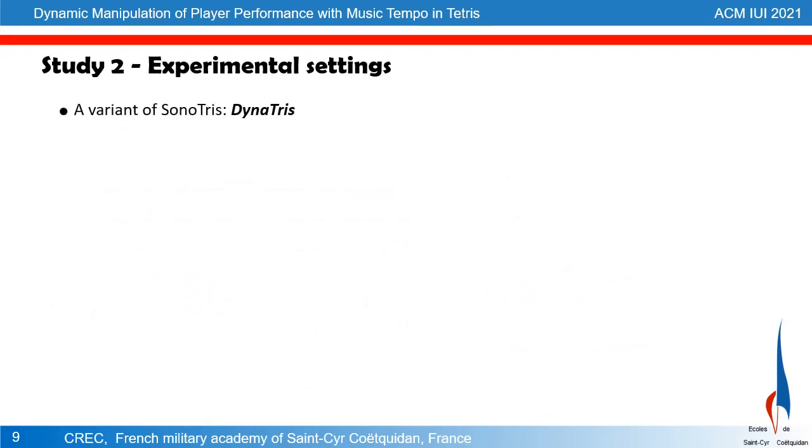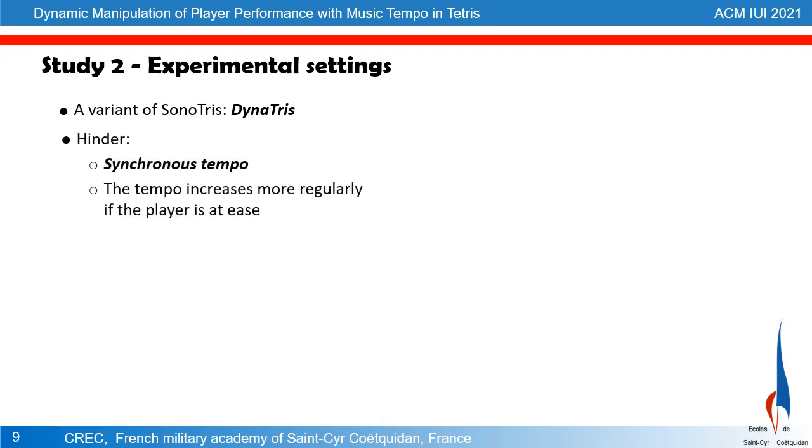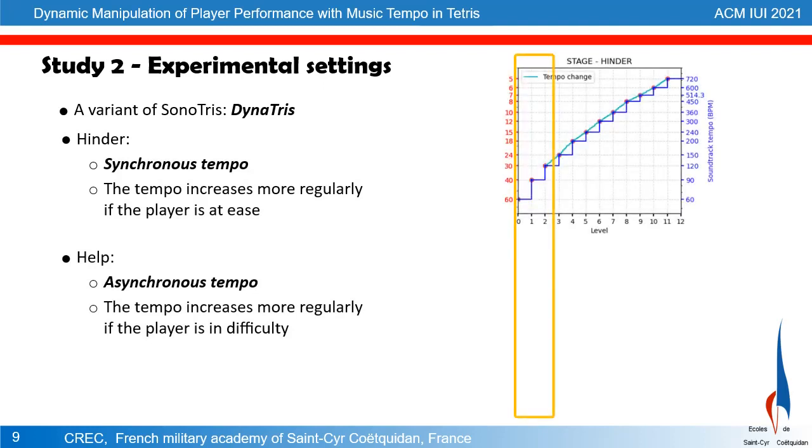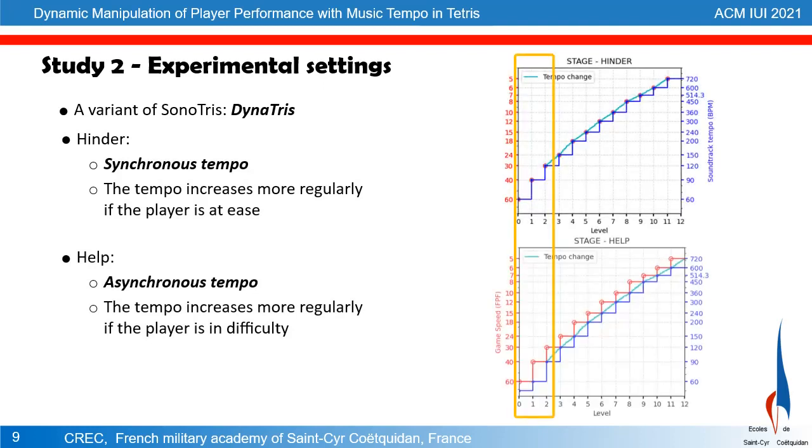The Tetris game, available at the same address as Tetris, has 2 stages, hinder and help. The player plays 2 levels with a synchronous tempo for hinder and an asynchronous one for help in order to perceive, without being aware of it, the tempo.